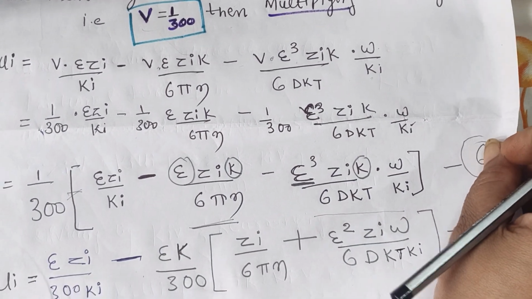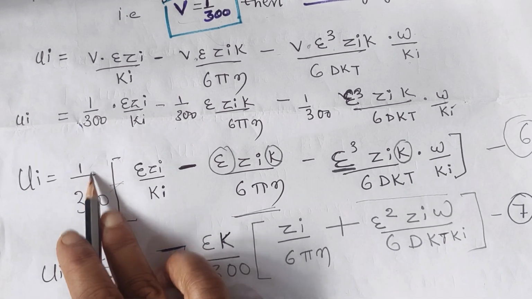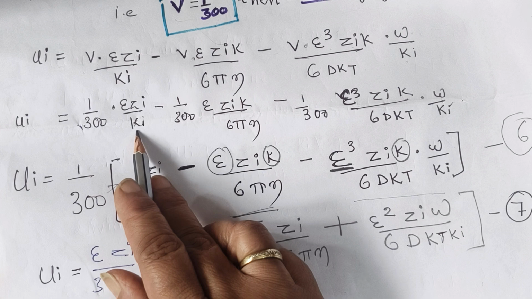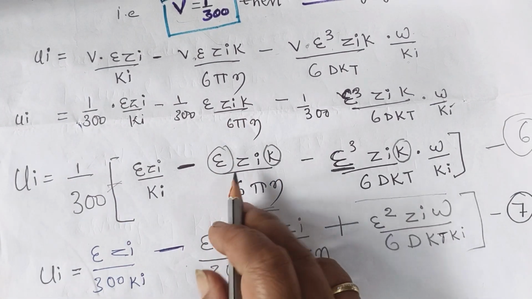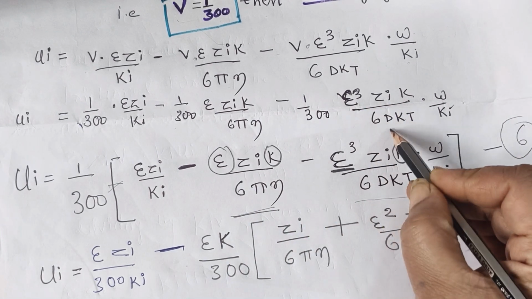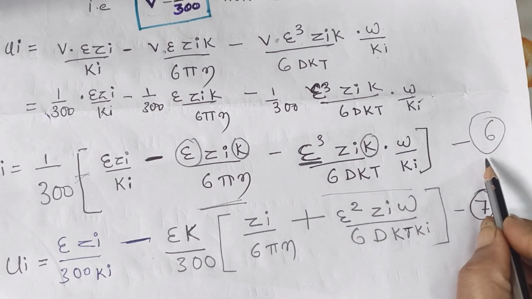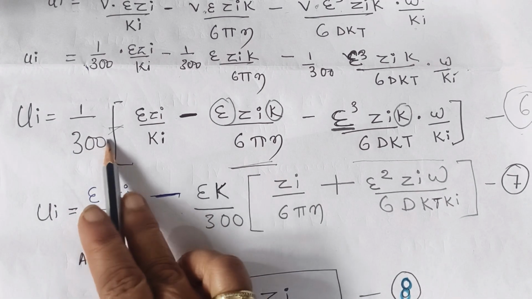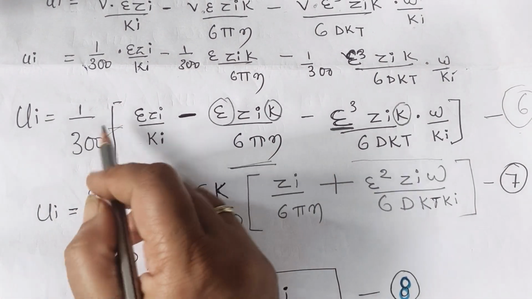Now we can take this 1 by 300 common in these terms. So what will be left is epsilon zi by ki minus epsilon zik by 6 pi eta minus epsilon cube zik by 6 dkt into w by ki. Okay, so give it equation number 6. Now we can multiply over the first term, so you will have 300, sorry, it will be 1.